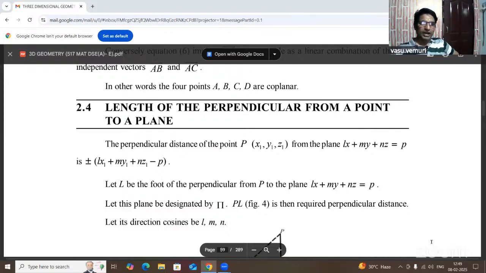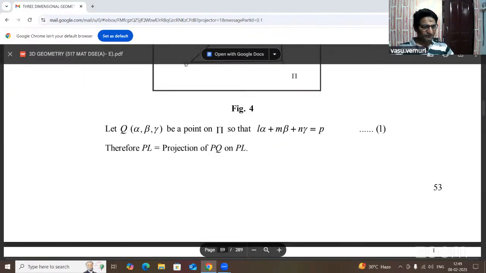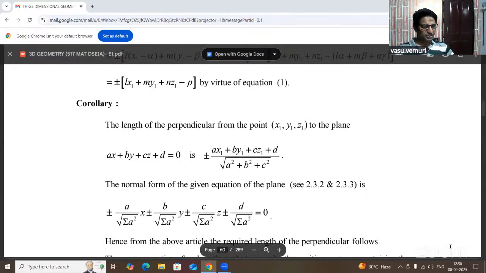Now given the point is on the plane, that is modulus, plus or minus, of Ax1 plus By1 plus Cz1 plus D by root of A square plus B square plus C square. After the normal to the plane, Lx plus My plus Nz equal to P, that is plus or minus Lx1 plus My1 plus Nz1 minus P. After removing this concept, we get the simple expression. This is the general form of the plane equation.